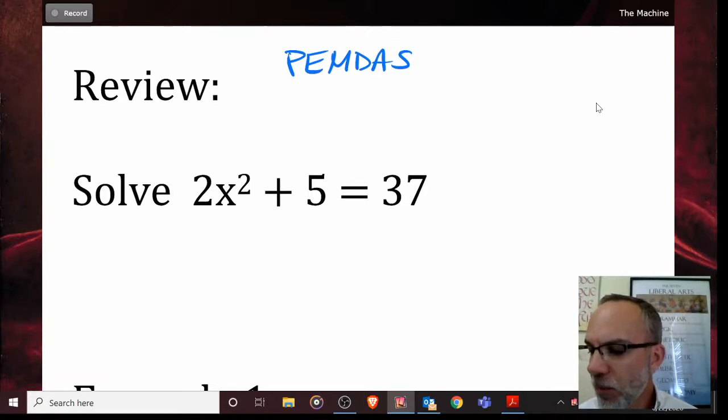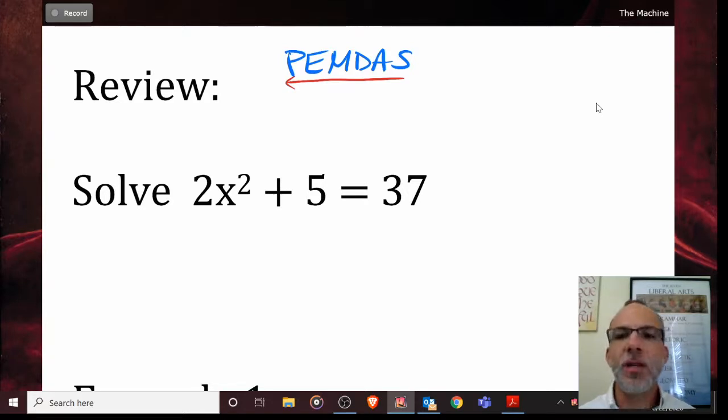Maybe you've discovered that when you solve, you go backwards. You're going to have to undo subtraction or undo addition first. And then you're going to have to undo division or undo multiplication first. And only then can you undo an exponent. And then only after you've undone the exponent can you take care of what's inside the parentheses. So a simple example of that would be this one here.